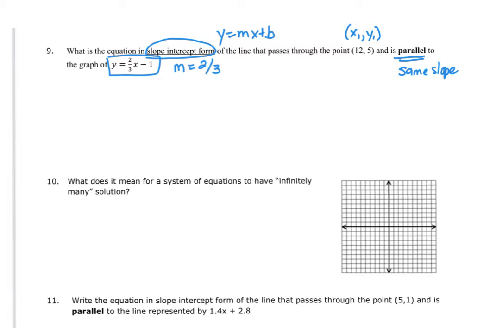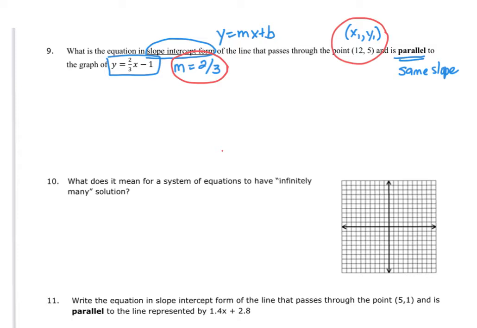Okay, so now they're asking us for slope-intercept form, but take a look at what they've given us here. We now have a point. There's our point right there, and then we also have a slope. Our slope right here. So when we have a point and a slope, and they want us to put it in slope-intercept form, the easiest thing to do is to start off with point-slope form.